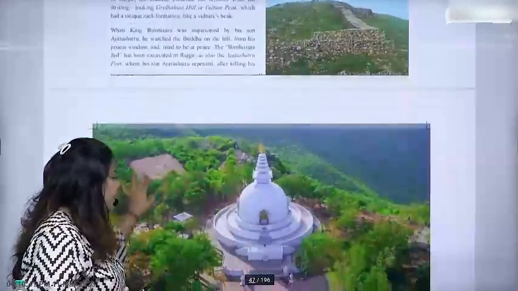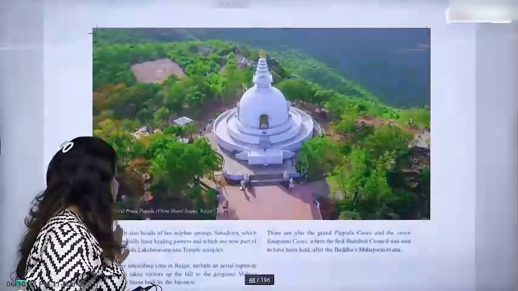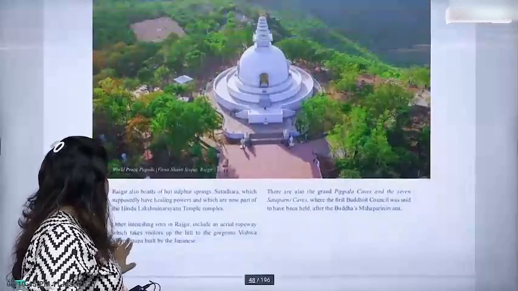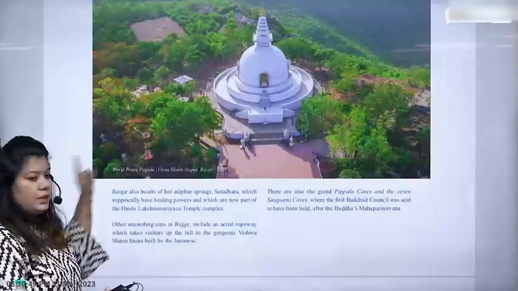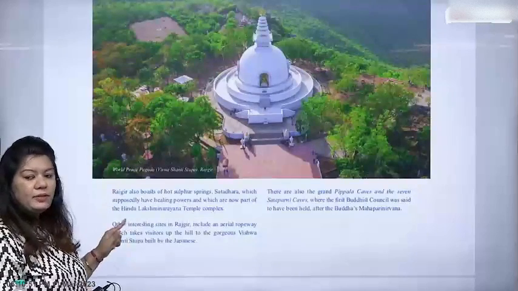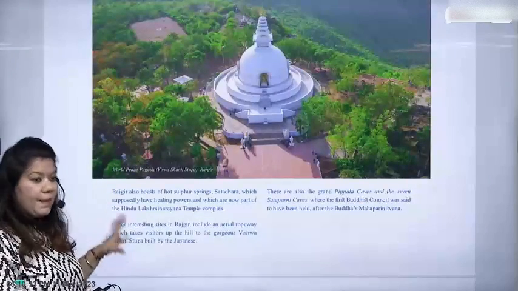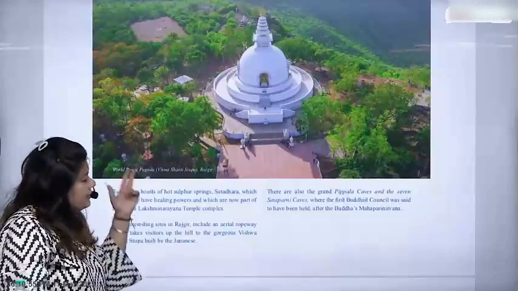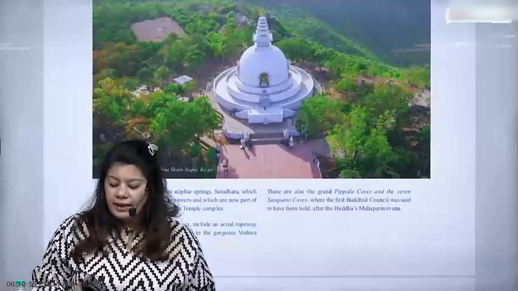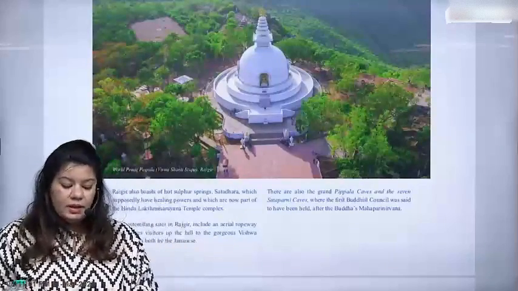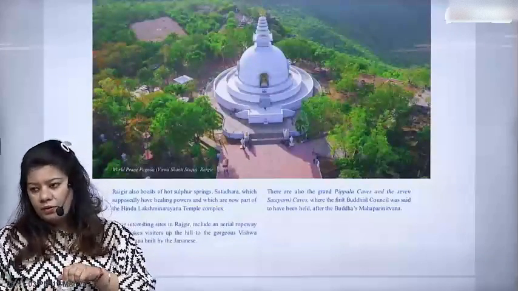Okay. Now again very important, Rajgir has the Vishwa Shanti Stupa. This is also located in Rajgir and it was built by the Japanese. Now what is the significance of Vishwa Shanti Stupa? Can anyone tell me? It has something to do with World War.